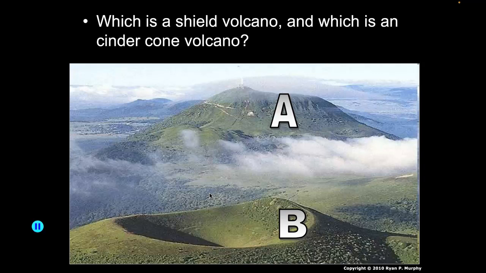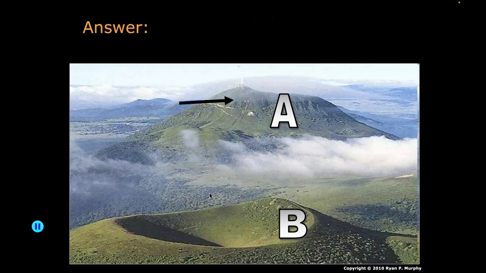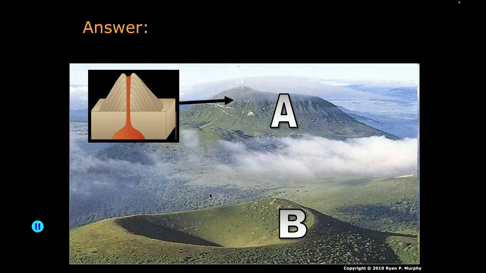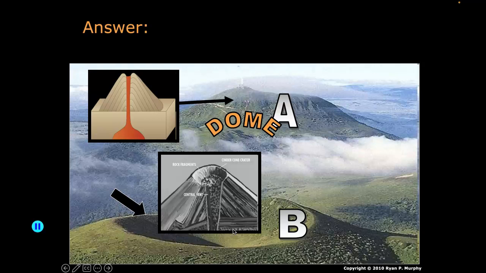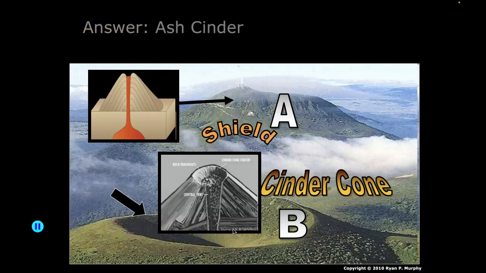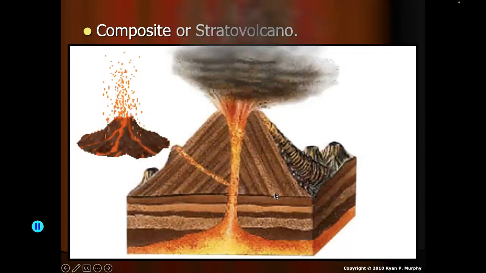So in this picture, A has our magma chamber, has a dome shape. This one has a nice big vent on the top, similar to our picture from before. And so A is our shield volcano and B is our cinder cone volcano.